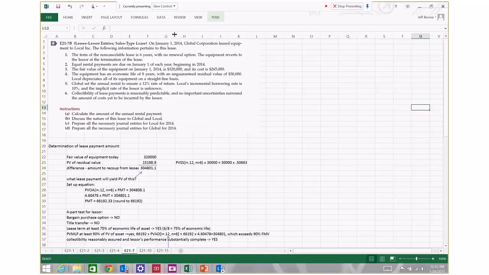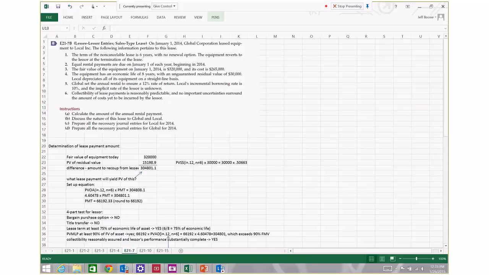One is that we're accounting for the transaction from both the point of view of the lessor and the lessee. Secondly, we've got a sales type lease. We haven't dealt with a sales type lease in our problem so far. And third, we've got a different discount rate to be used by the lessor as compared to the lessee. So those are the twists in the problem. Let's run through the facts here.